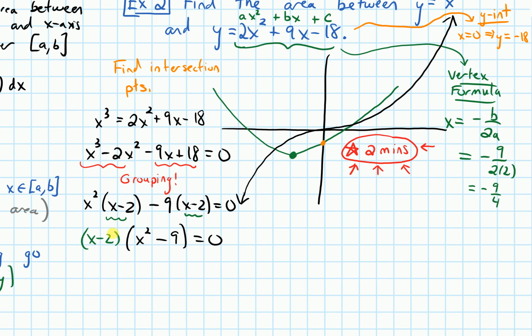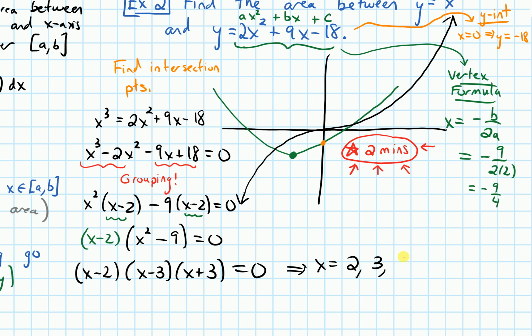And this x squared minus 9 factors. We get x minus 2 times, this is a difference of squares, x minus 3 times x plus 3 equals 0. So it's factored. Now we can say what x is. x is 2, we also get 3, and negative 3.